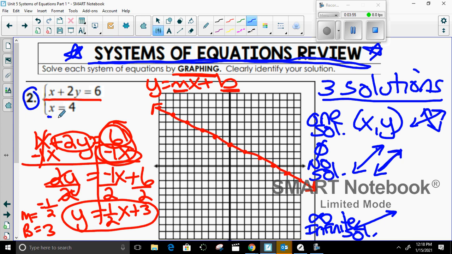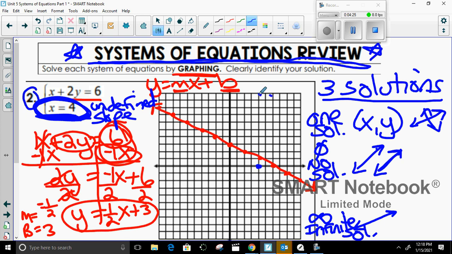All right, now my equation x equals 4. Think about that. What type of line is that when you have x equals a number? I bet you some of you are probably saying undefined line. It's an undefined slope. But what type of line? It makes a vertical line. So go to your x-axis. Where is x equals 4? 1, 2, 3, 4.